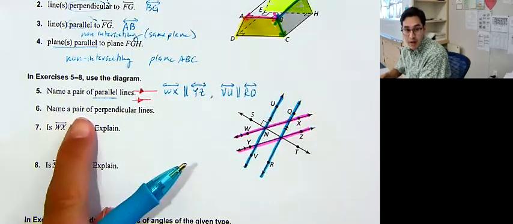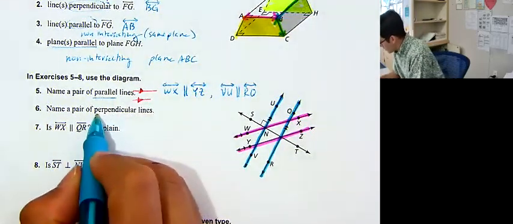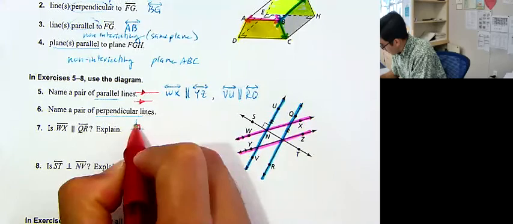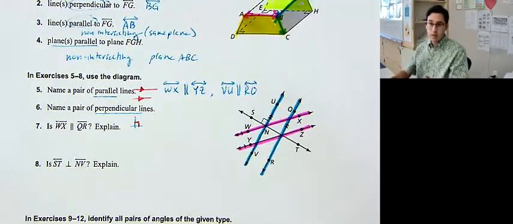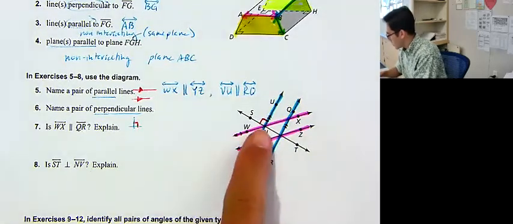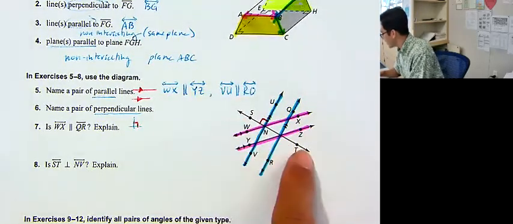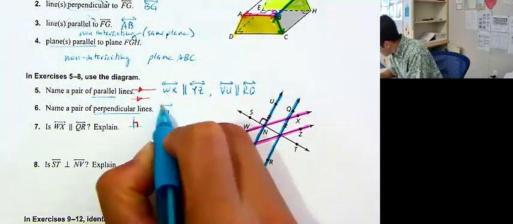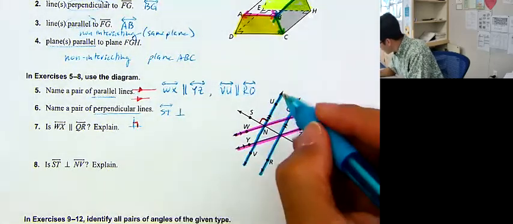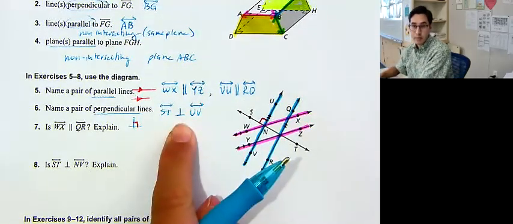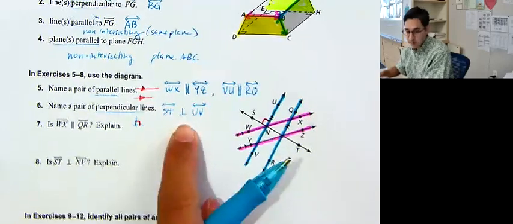Now let's name a pair of perpendicular lines. You can locate perpendicular lines because there'll be a little red square where they intersect, and that square means it's a 90-degree angle. There's only one of these symbols in the diagram, and that symbol is where the line ST and UV intersect. So ST is perpendicular to UV. And that's the symbol for perpendicular, an upside down T symbol.